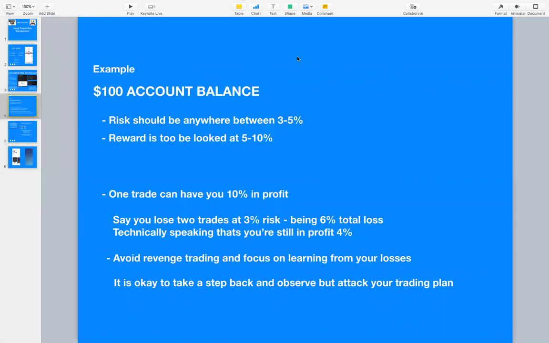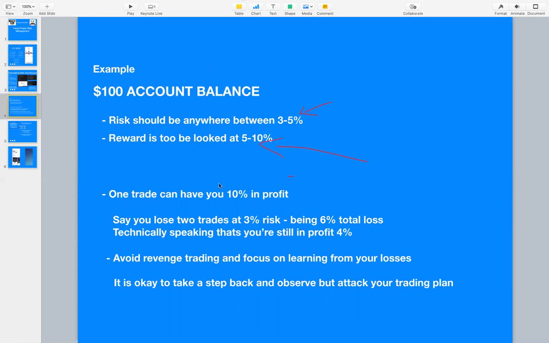Now, guys, for an example, a $100 trading account. Most people start off with 100, 200, 250, 500, whatever the case might be, or even $50. Your risk should be anywhere between 3 to 5% of your total account balance per trade. Your reward should be anywhere between 5 to 10% of your total account balance. Not of what you want to trade, but of your total account balance. So we're risking 3 to 5%, and our return is anywhere between 5 to 10%.